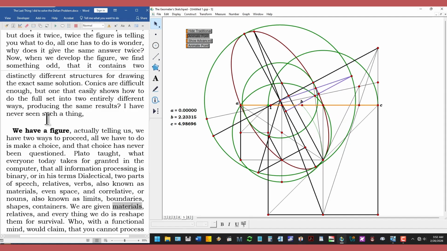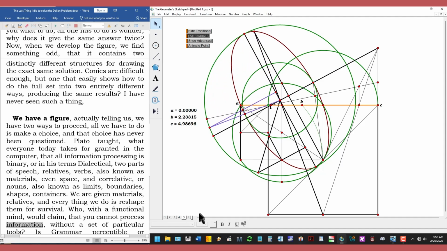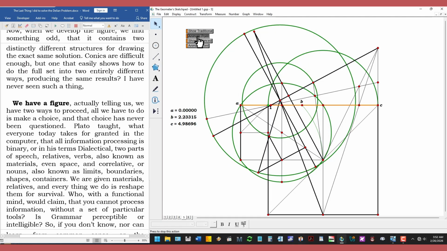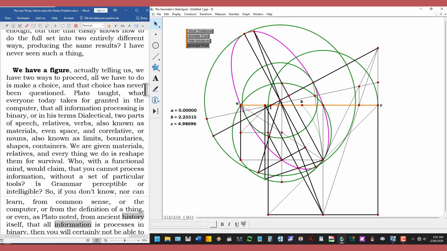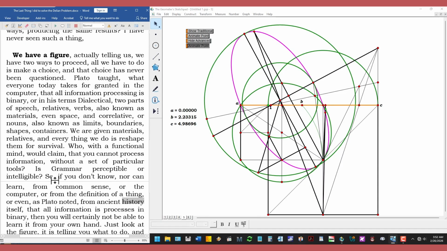We are given materials, relatives, and everything we do is reshape them for survival. Who, with a functional mind, would claim that you cannot process information without a set of particular tools? Is grammar perceptible or intelligible? So, if you don't know, nor can learn, from common sense, or the computer, or from the definition of a thing, or even, as Plato noted, from ancient history itself, that all information is processed in binary, then you will certainly not be able to learn it from your own hand.